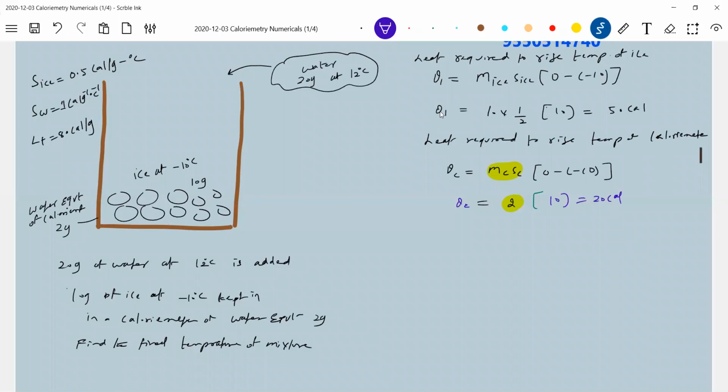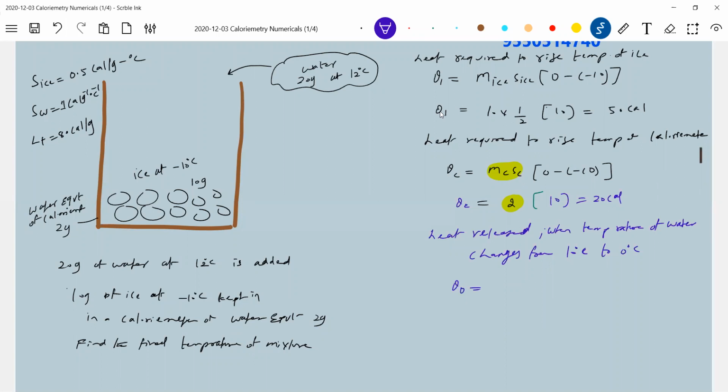Remaining heat, what will happen? So here, heat released when the temperature of water decreases, changes from 10 degrees Celsius to 0 degrees Celsius. Let's assume. So how much heat is released?